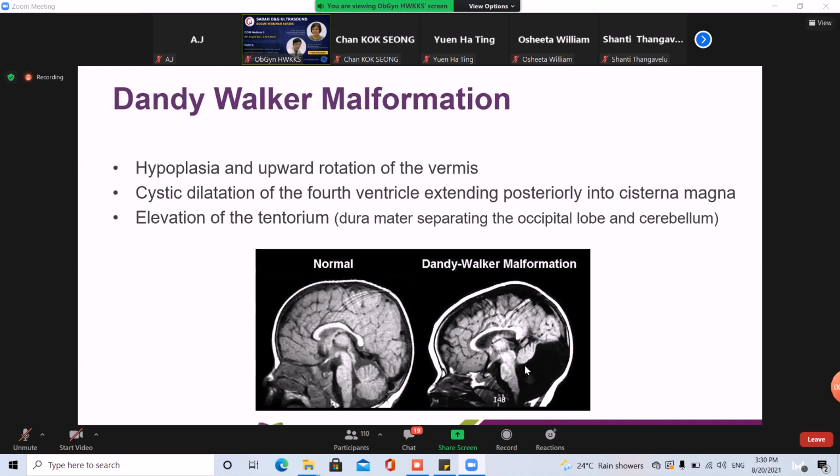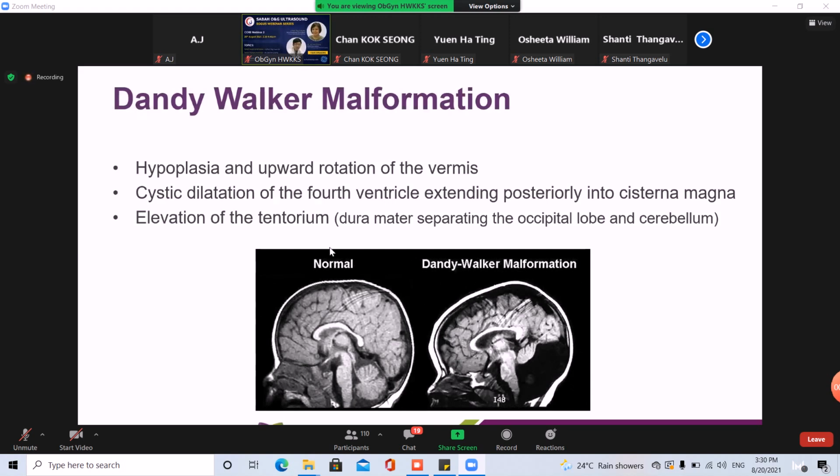You can see that in Dandy-Walker malformation, some of the vermis is missing. And also you can see that this cerebellar vermis is rotated upwards and posteriorly. And therefore, without the inferior vermis, when some of the vermis is missing, you can see that the fourth ventricle would be dilated, and it would be connected to the cisterna magna, and it would form a big cyst at the back. This is what we call posterior fossa cyst.